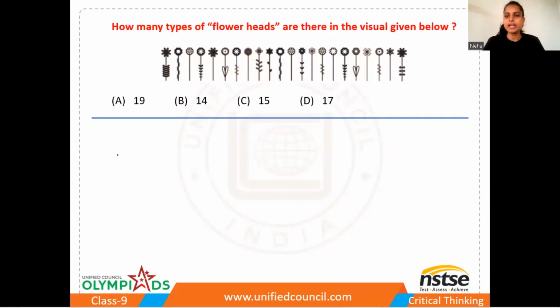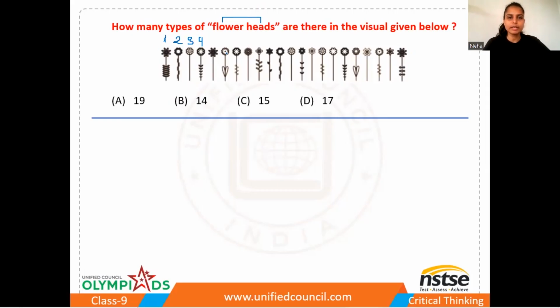Alright, then let me present the next question, my dear students. The next question says: how many flower heads are there in the visual given below? As we can see here, this one is 1, this one is 2, this one is 3, this one is 4. This is already taken, right? They are talking about the flower heads only, so just focus on the flower heads. There is no need to identify the type.